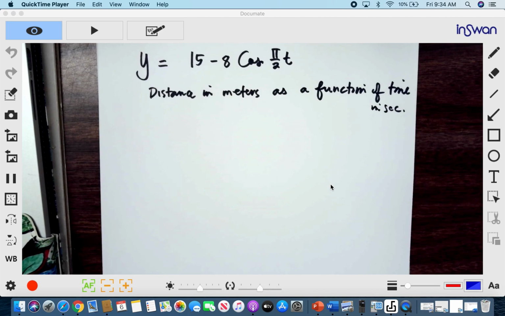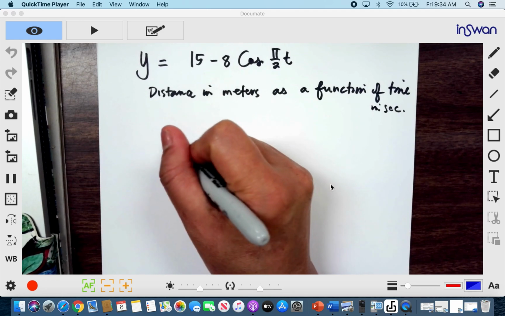So the concept here is, let's say you're looking at a Ferris wheel, you are probably wondering how many seconds will it take for a person to reach a height of 20 meters? Or probably what is the maximum height of the Ferris wheel? Or probably how long will it take for the Ferris wheel to rotate? So how many seconds should pass for the Ferris wheel to rotate? This problem will answer everything that you are curious about a Ferris wheel.